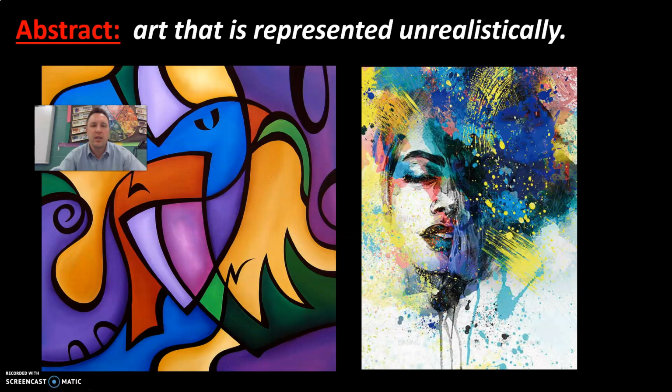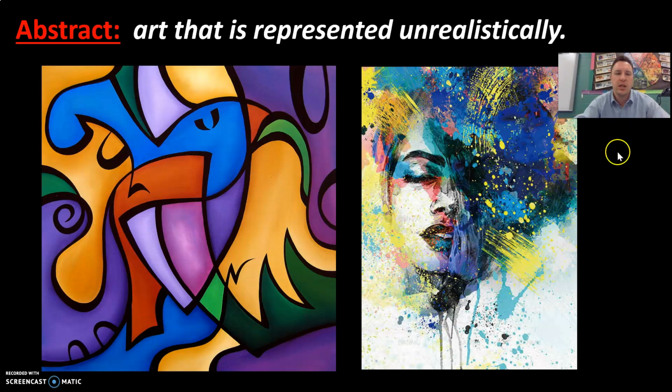You have abstract. Abstract is art that's represented unrealistically. Now, your artwork's abstract, but you want your subject to be represented enough that we can see your subject clearly, but we're just adding color in an abstract way. So actually more like this portrait here, we can tell this is a figure, a human figure, but the color is abstract to represent the emotion behind the work.